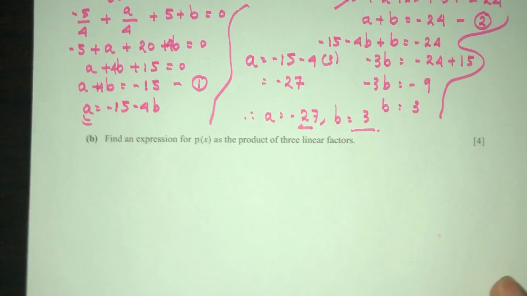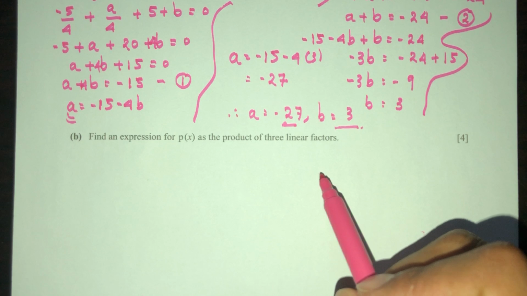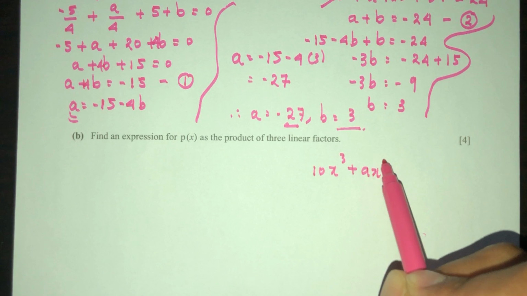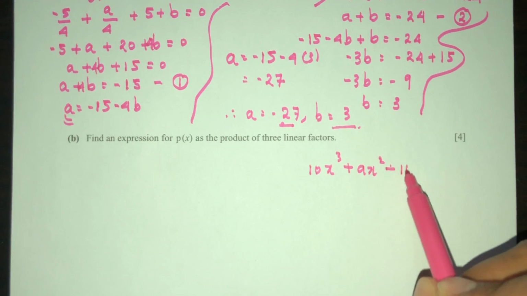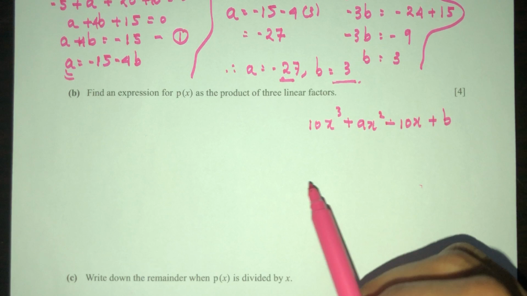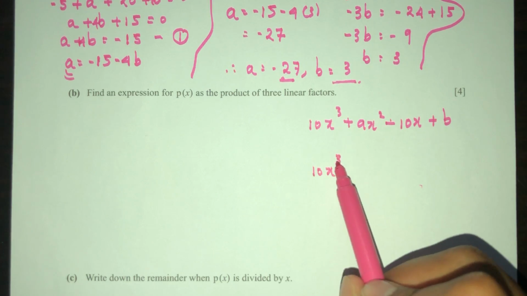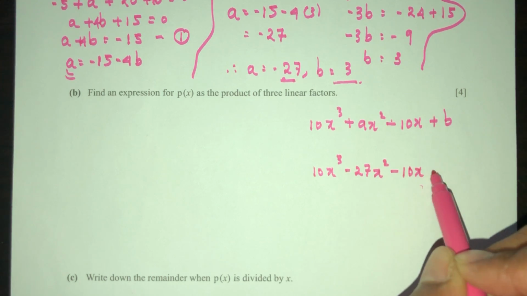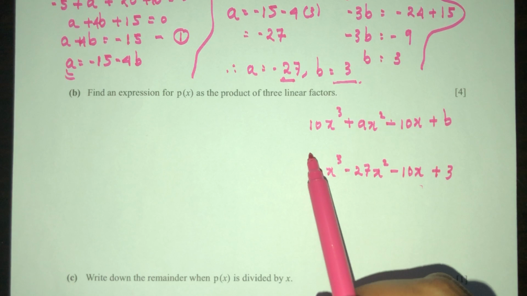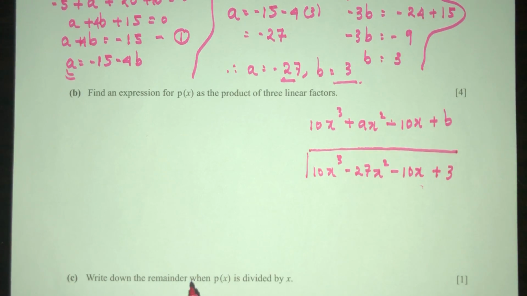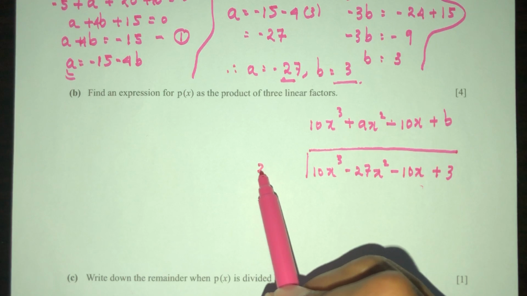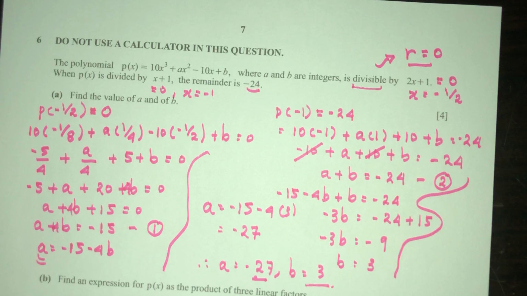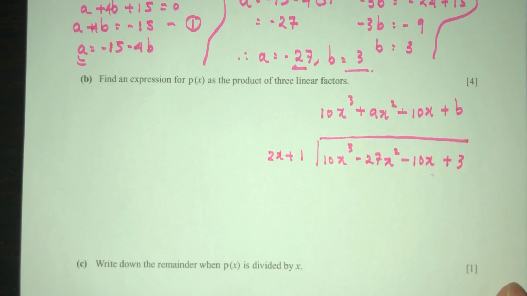Now let's move forward. How do you find this? We can use long division if you want to. So let's try that. So right now we know p of x is equal to 10x power 3 plus ax power 2 minus 10x plus b. This is simply 10x power 3, and we know a is a value of minus 27x squared minus 10x plus 3, which is b right here. Now we have to apply long division. We divide by the factor that we know. We know that 2x plus 1 is a factor. As we have seen here, given to you by the question, we know this is a factor because the remainder is 0.